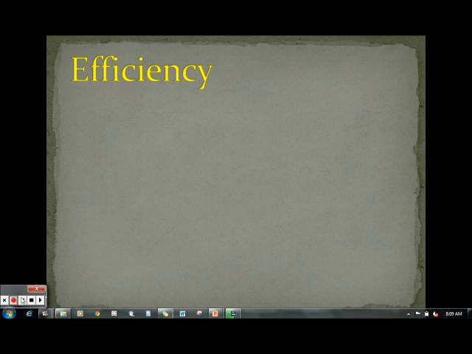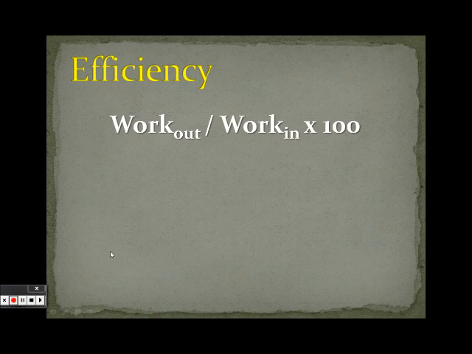So if we have the ideal, which is what the machine should do, versus the mechanical, which is actually what the machine does do, then we can use those in a ratio as well. We'll talk about that in a second. What was our efficiency equation in our lab? That's right. Work out divided by work in times 100. We've already known that.